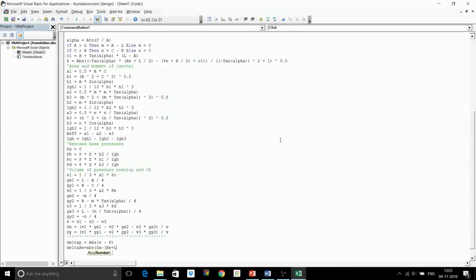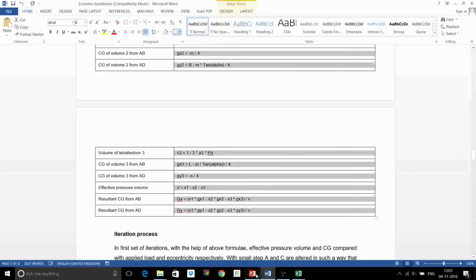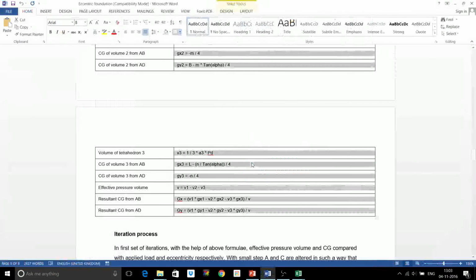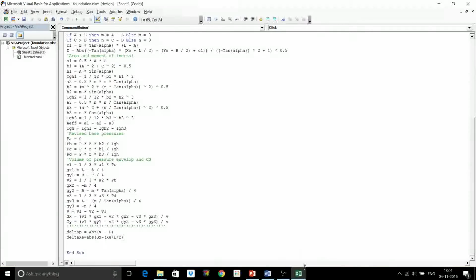plus L by 2. Because the CG of the pyramid that we have discussed earlier, we have found out with respect to the positive, that means origin. In this case of the calculation of CG we have considered from this to this, because A we have considered as 0 0. So to compare, to get the error, we have to add L by 2 in our eccentricity.